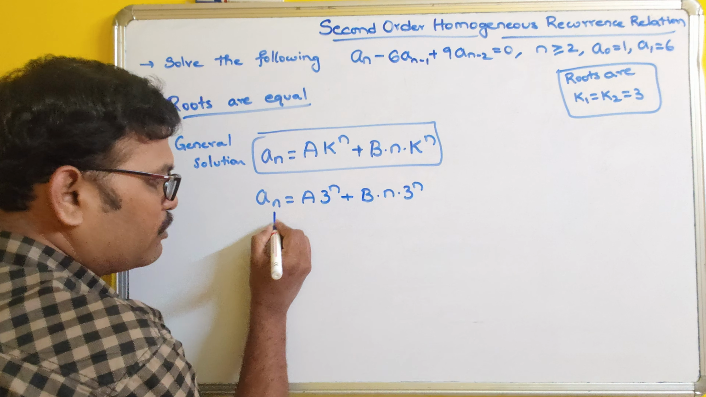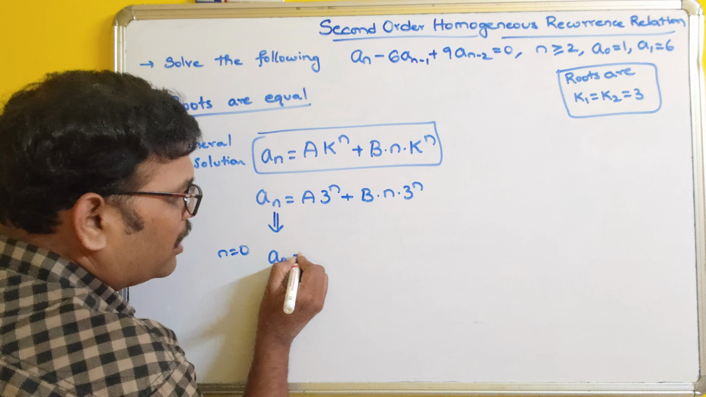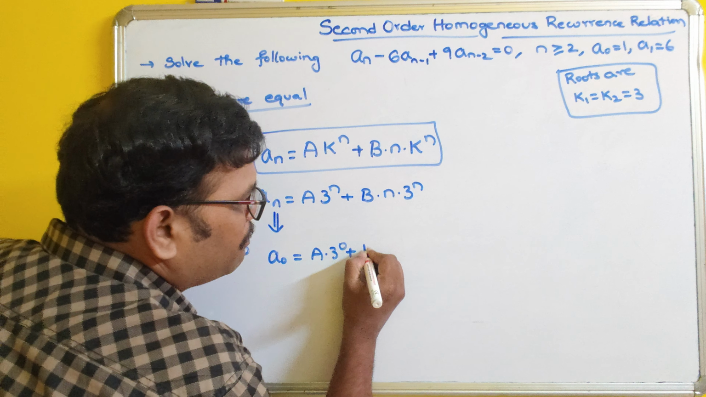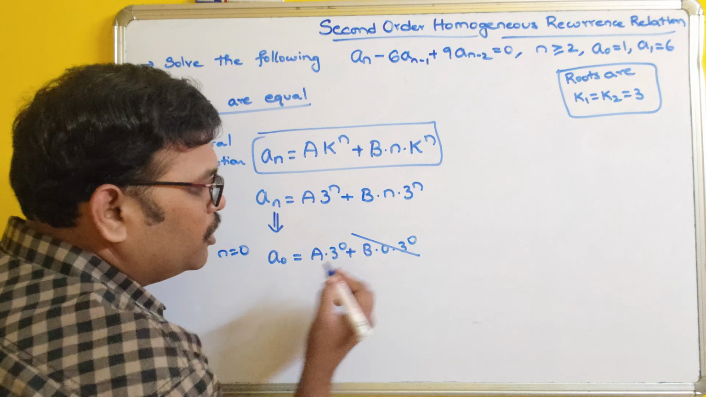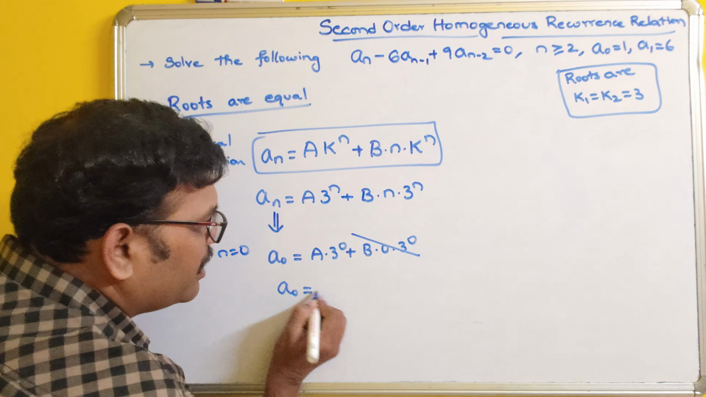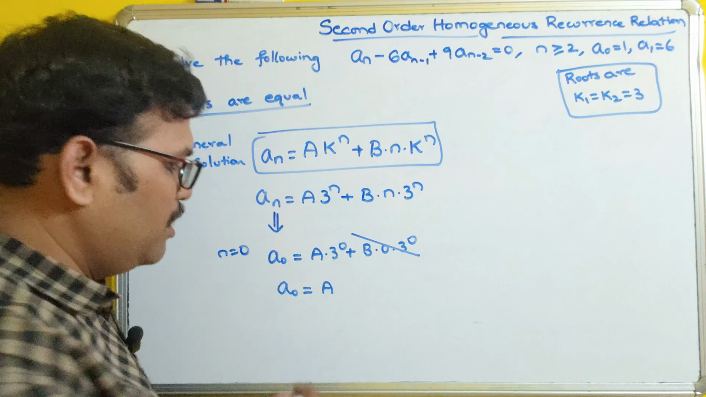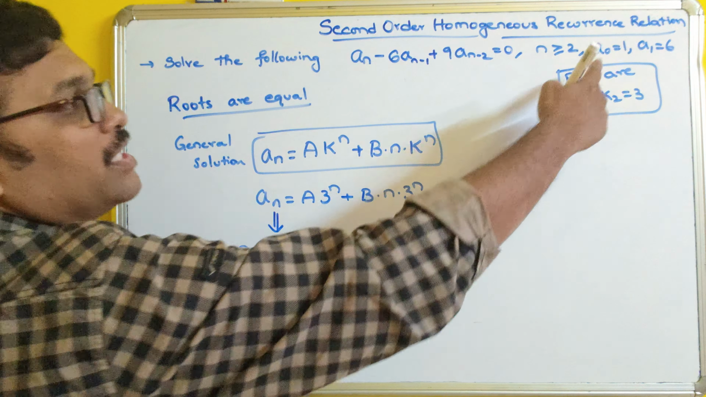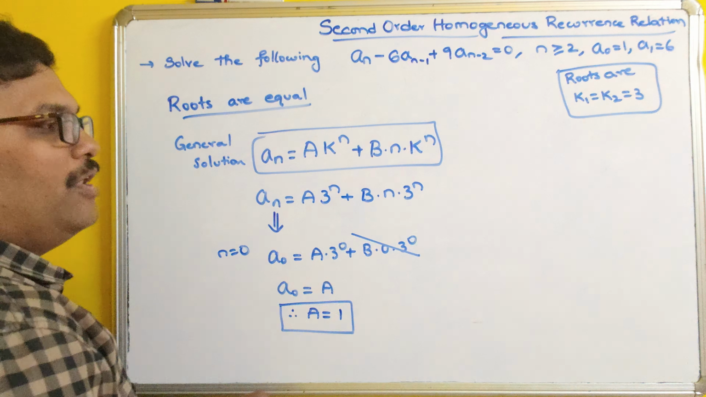Now n is equal to 0: a_0 is equal to A into 3^0 plus B into 0 into 3^0. So this becomes 0. So a_0 is equal to A, where 3^0 is equal to 1. So A will become the a_0 value, which is 1. So the A value will be 1.